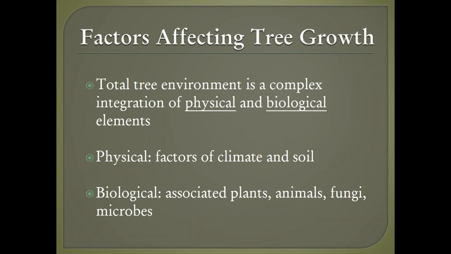The physical element includes climate and soil. The biological includes the associated plants, animals, fungi, and the microbes that change the environment within the microenvironment of the tree. So these biological aspects can vary dramatically, and they'll be dependent on the climate and the soil. So these two things go together. They work together. It's the integration of the two.